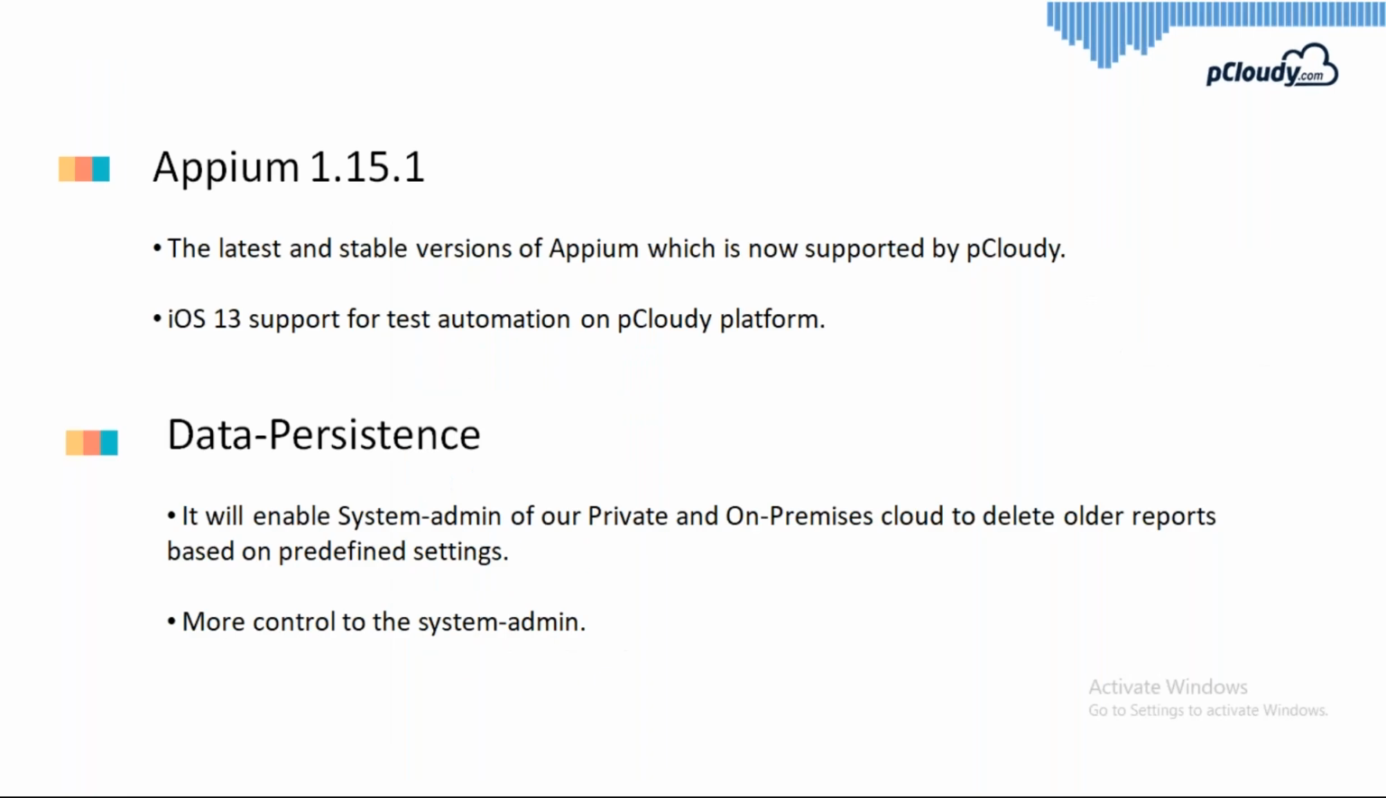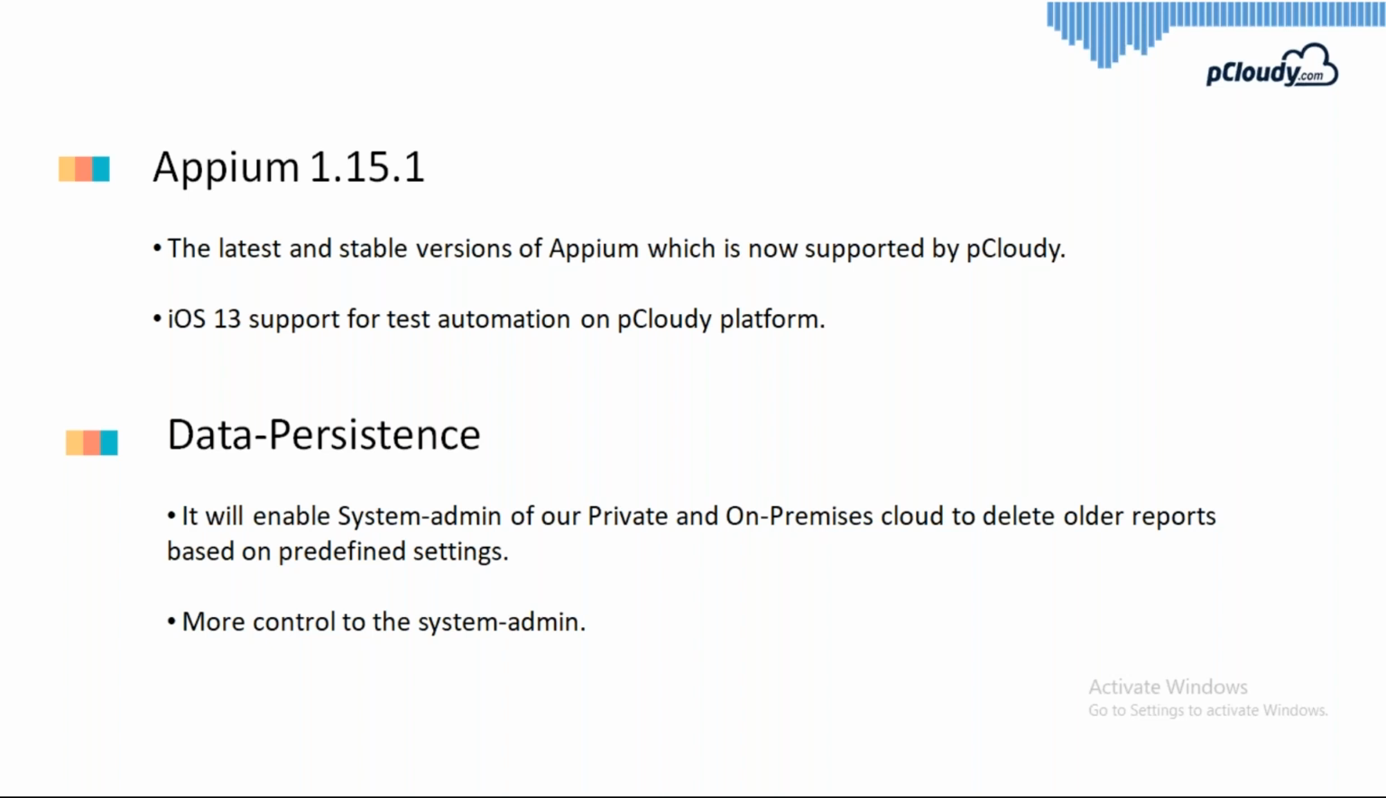All right, the next thing is Appium 1.15.1. This is basically the latest and most stable version we have from the Appium side, which we have now started supporting on pCloudy. So far we were using 1.12, because that was more stable. Now 1.15 is there in the market, 1.16 is there, 1.17 is there, but those are not the stable ones.